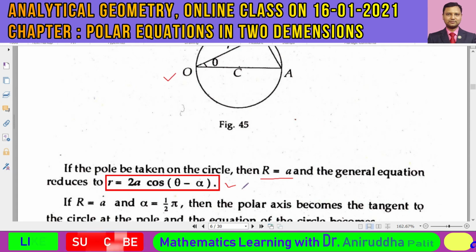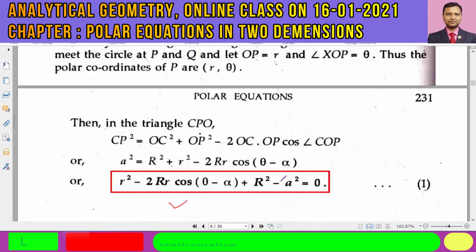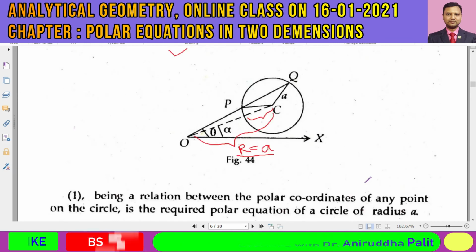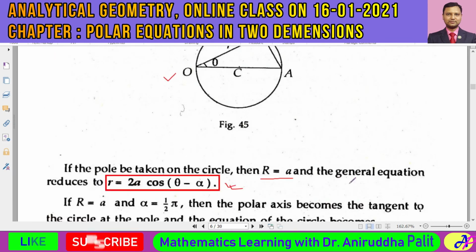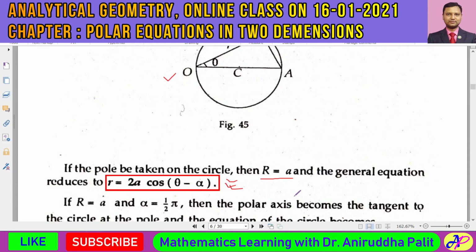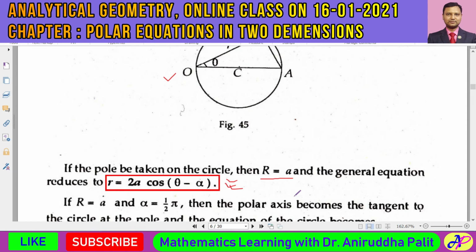Got it? So you have to remember this formula as well as this formula. These two: this is the general formula of a circle, and this is the special case when the circle passes through the pole. So try to remember these two formulas of a circle.